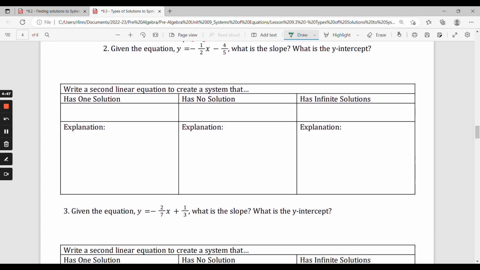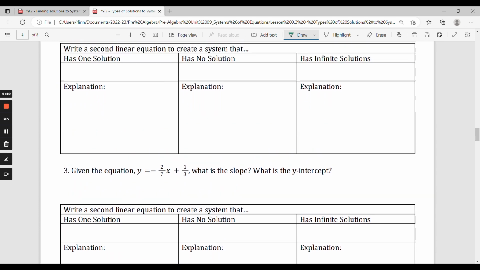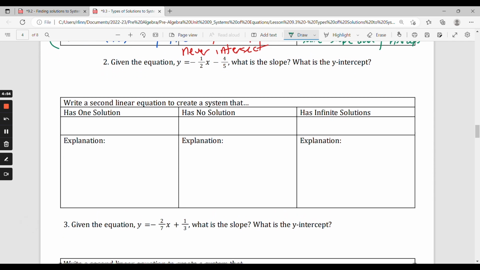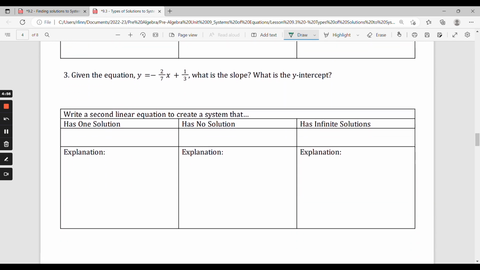So now there's two more sets of systems of equations to create here with one solution, no solution, and infinite solutions. And then we'll finish up today with that independent IXL practice.